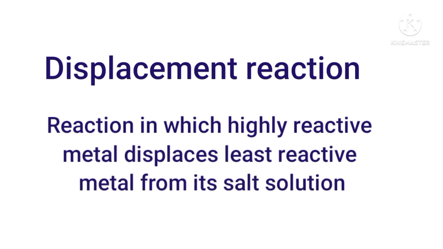Next is displacement reaction. What is meant by displacement reaction? It is a type of chemical reaction in which a highly reactive metal displaces a less reactive metal from its salt solution. This is known as displacement reaction. In order to know the displacement reaction, we have to learn the reactivity series. Reactivity series is an arrangement of elements, I mean to say metals, in decreasing order of their reactivity. In this, metals placed above are highly reactive. They can displace the metals which are present below them.